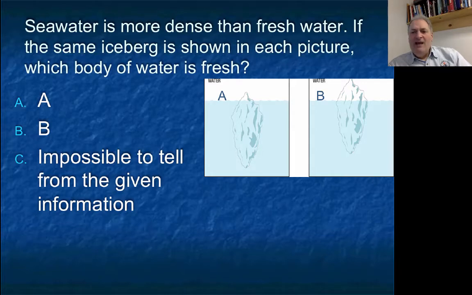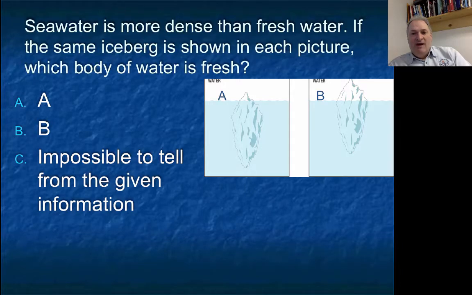No, that can't be right, can it? Since they're both floating and they're both not accelerating, the buoyant force is equal to the weight in both cases, A and B. And so why does B float higher than A? Well, salt water is more dense than fresh water. That means you don't have to displace as much salt water to get a certain amount of buoyancy as you have to displace fresh water. So which body of water is fresh? A has to be the fresh water. B has to be the salt water.